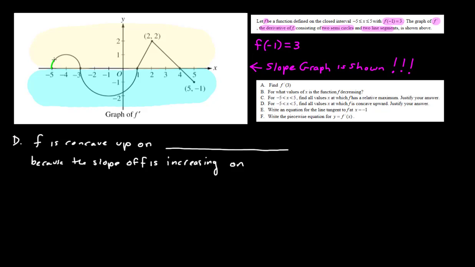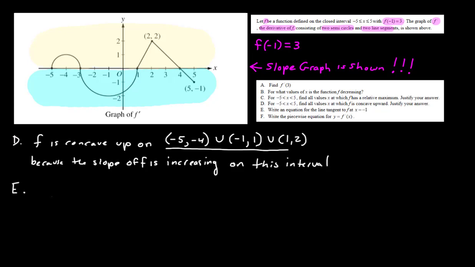See, now I am looking for a function getting bigger. So on this portion, the function was increasing. On this portion, the function's increasing. And again here. Those are the parts where the slope is getting bigger. So concave up on [-5, -4] in union with [-1, 1] in union with [1, 2], because the slope of f is increasing on this interval.